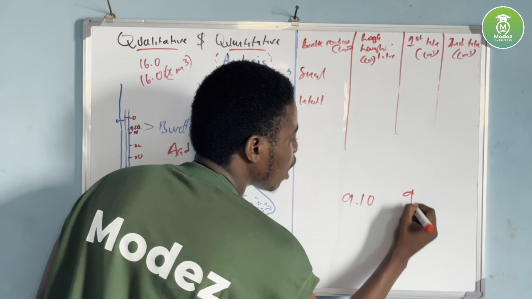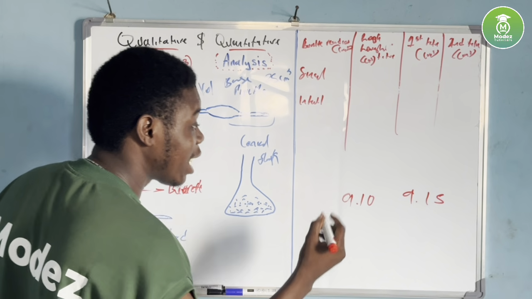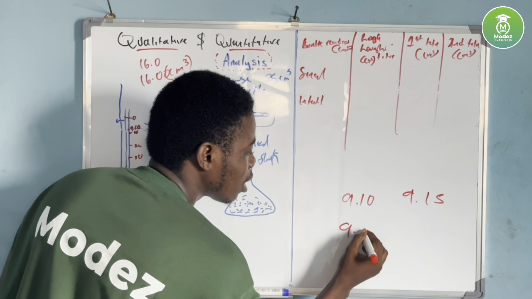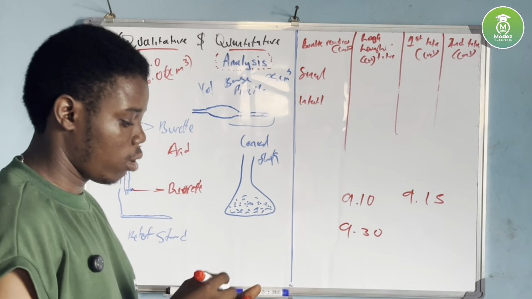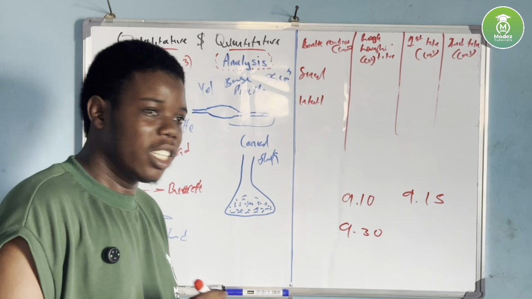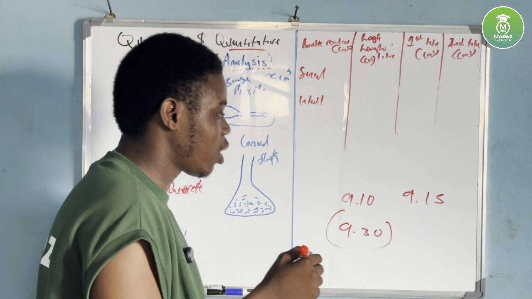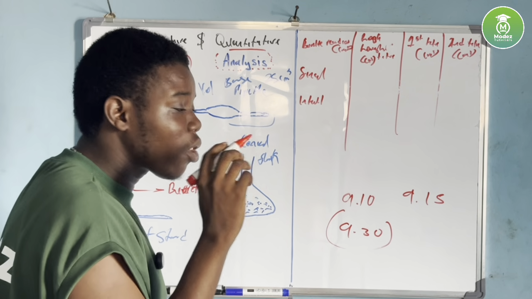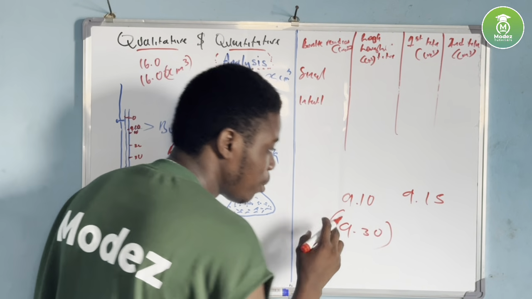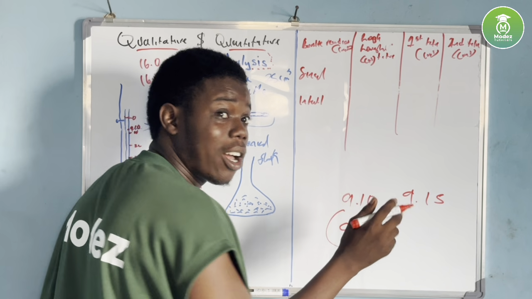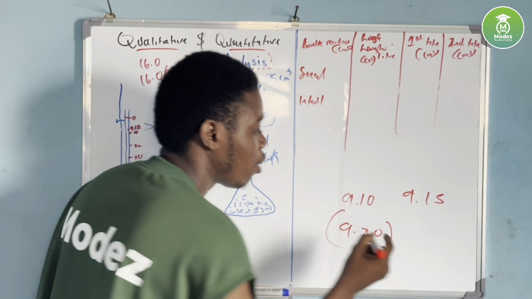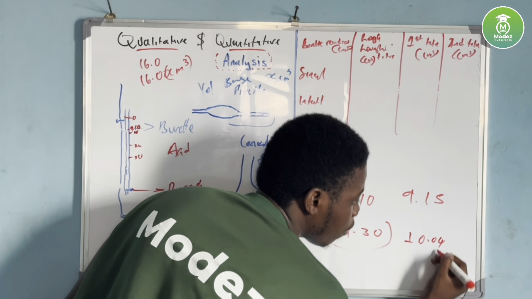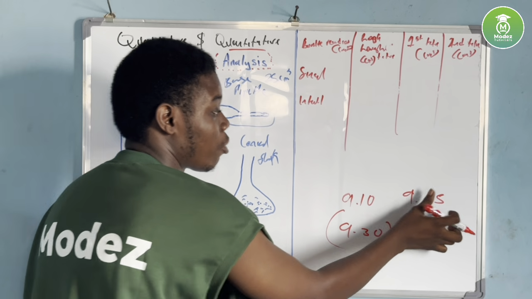The second one you got 9.15. Then in the third one, after your final minus initial, you got 9.30. Which will be your rough? Of course, this should be your rough, because the distance between this and this is already too much. Most of the time, the difference between your first and second titer values should not be more than plus or minus 0.04. So even this is too much.